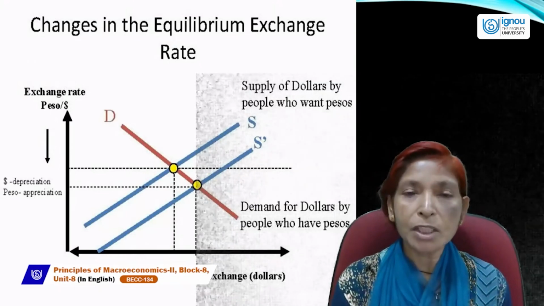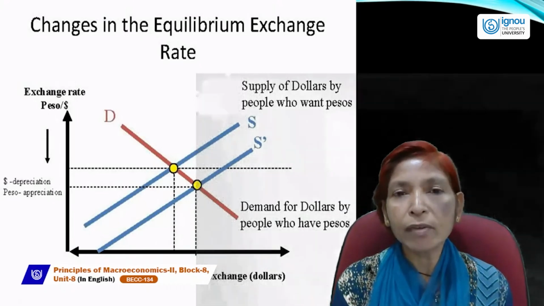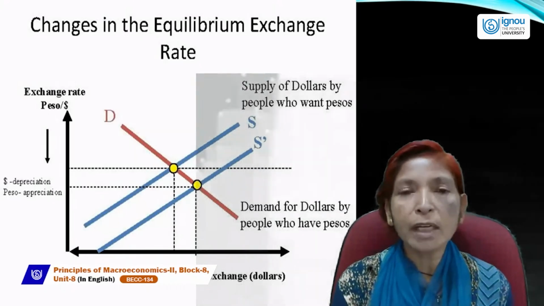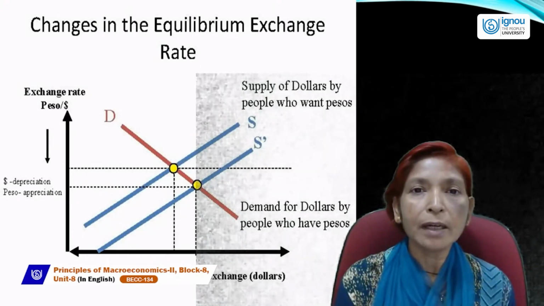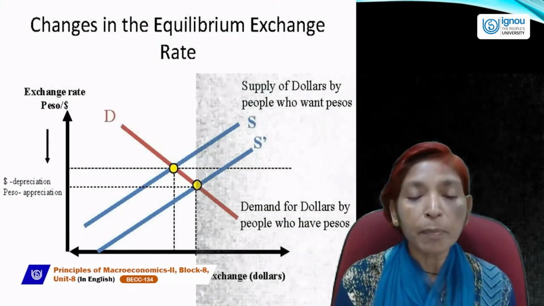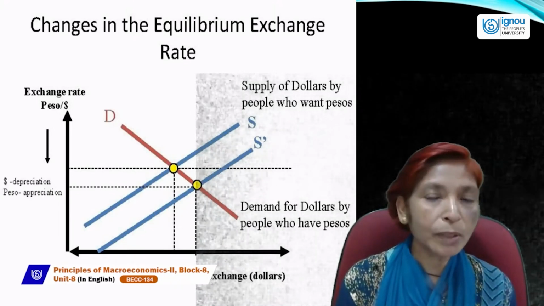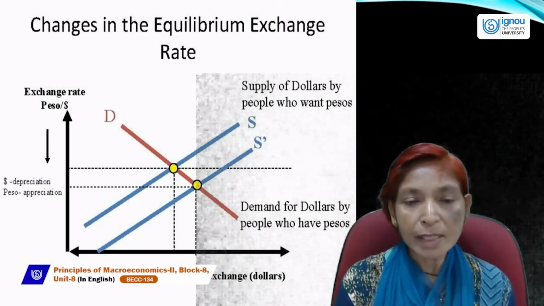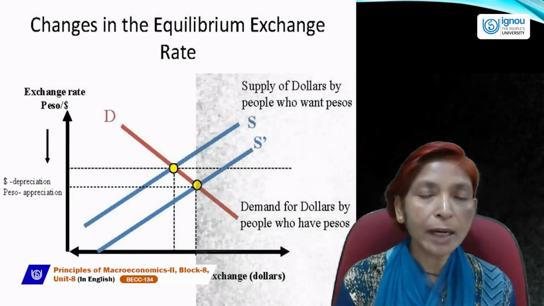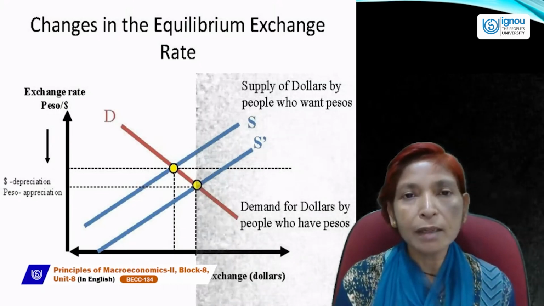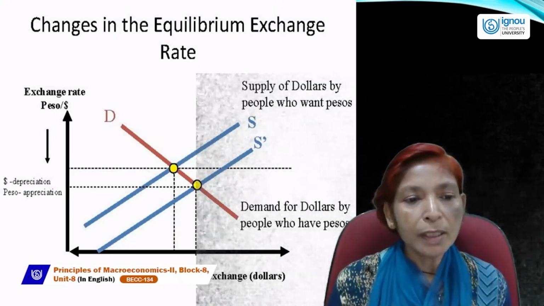If there is a change in the supply of foreign currency, then the exchange rate will fall and the quantity of exchange will increase. And if there is a decrease in the supply of foreign currency, then the supply curve will shift to the left hand side. And in this case, when supply falls and demand remains constant, then the exchange rate will rise and the quantity of foreign currency will fall.